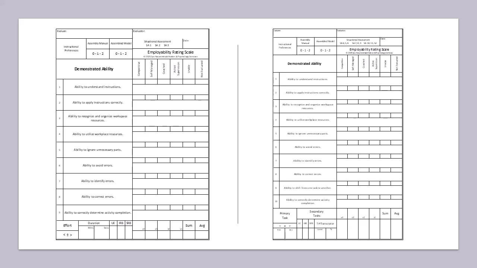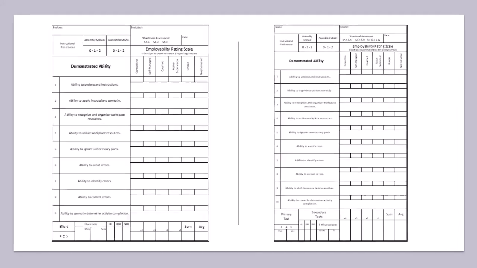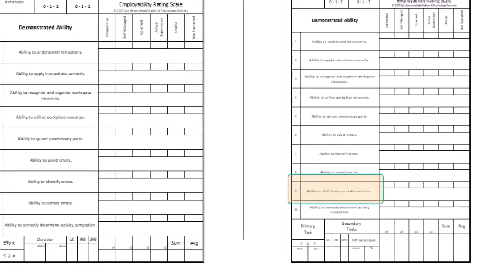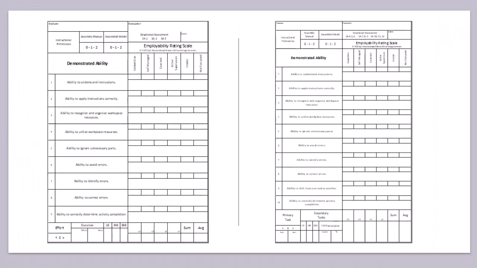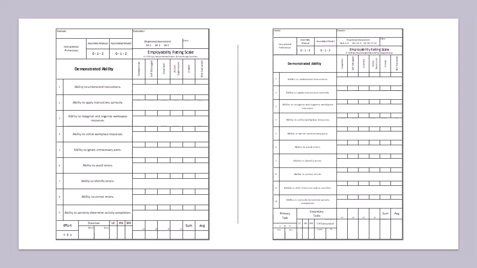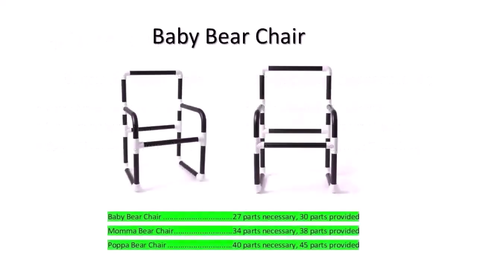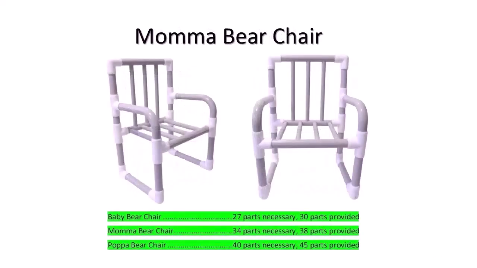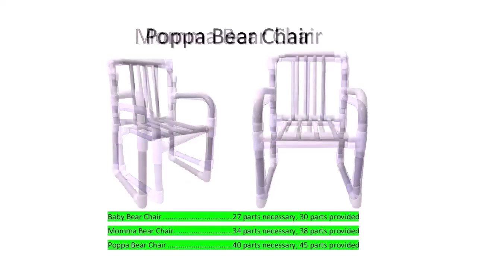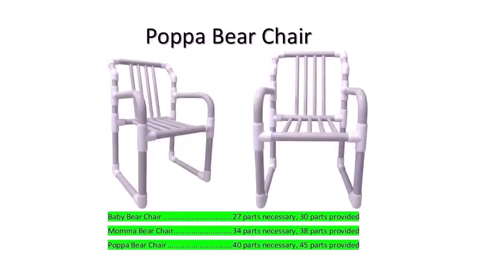Yes, I see that it asks us to rate our client's ability to shift from one task to another, going back and forth between assembling the chair and recording the telephone messages. Yes, and there are two other differences. One difference is the inclusion of distractor parts. For the Baby Bear chair, you provide 30 parts, but only 27 are necessary. For Mama Bear, it's 38 parts for 34 needed, and for Papa Bear, 45 parts for 40 needed.